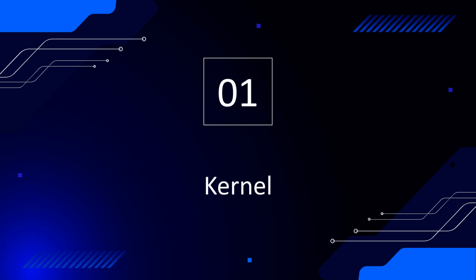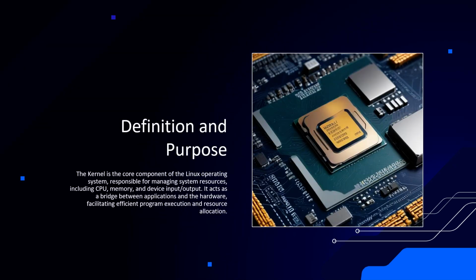The first one is the kernel. What is the kernel and what is the composition of the kernel? Definition and purpose. The kernel is the core component of the Linux operating system responsible for managing system resources, including CPU, memory, and device input and output. It acts as a bridge between applications and the hardware, facilitating efficient program execution and resource allocation.